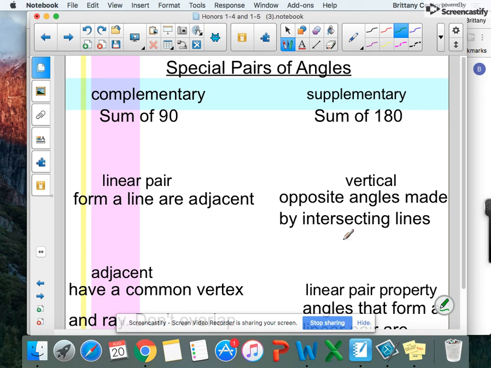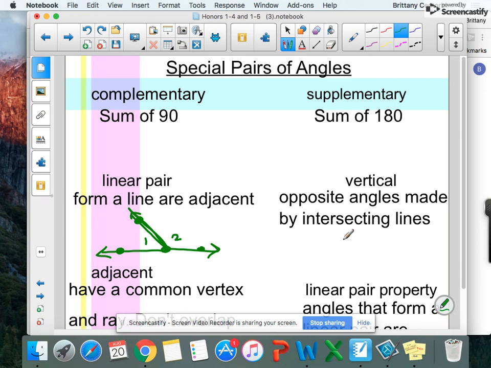Next, we have a linear pair. A linear pair are two angles that form a line and are adjacent. So if I draw a picture here, these two opposite rays form a line, and then they also share this ray here in the middle, but they don't overlap. So those two angles, angle 1 and angle 2, would be considered a linear pair.